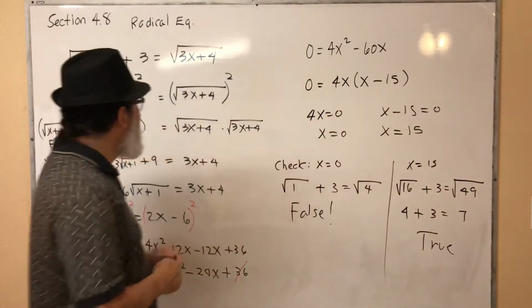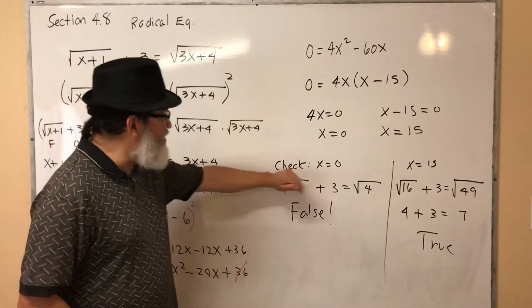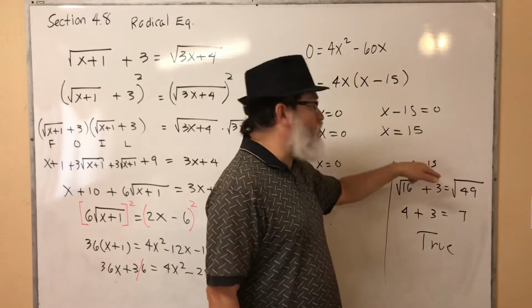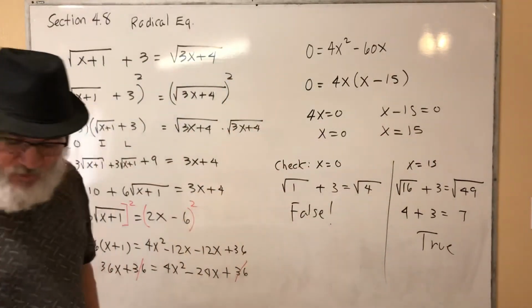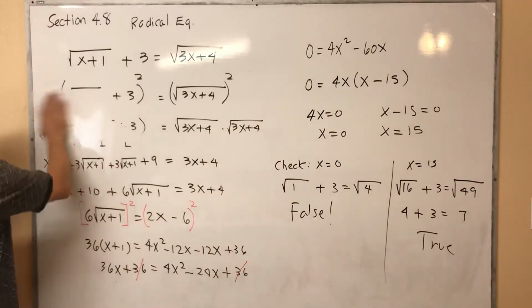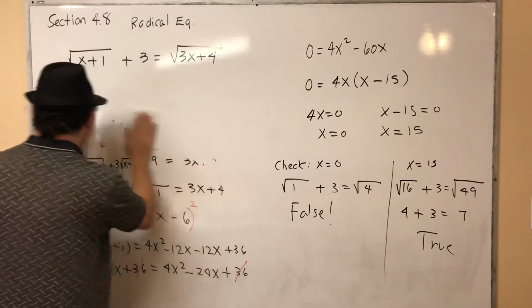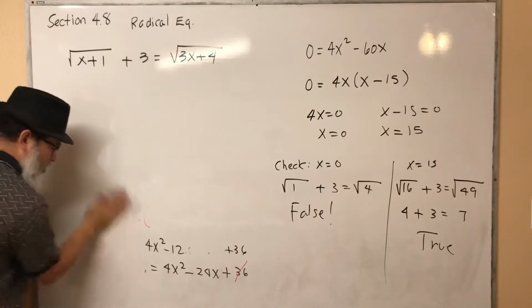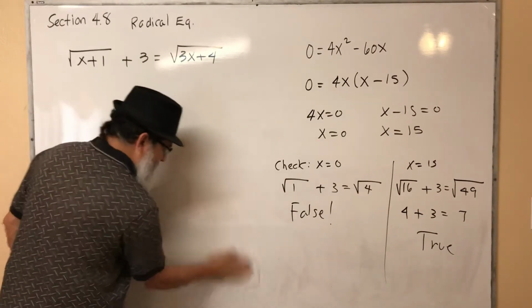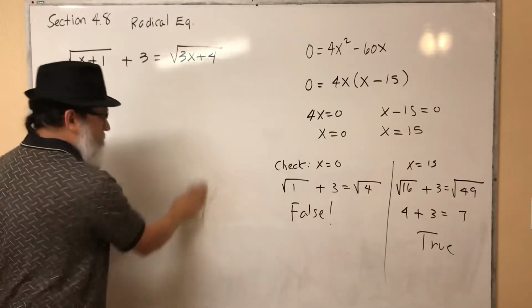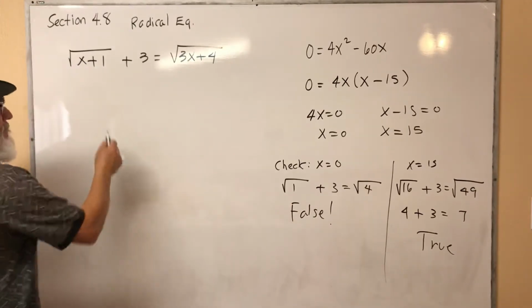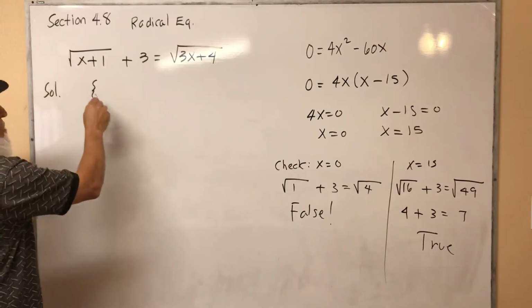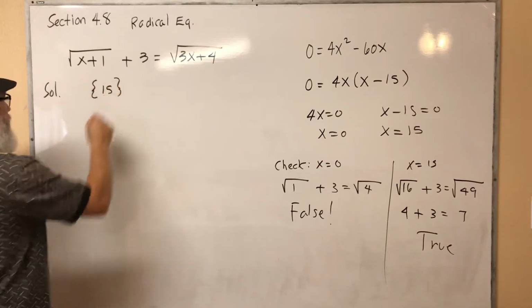So therefore, this 0 is not a solution to the original problem because we got a false statement, and this 15 is a solution to the original problem because we got a true statement. So therefore, the solution to this problem, that's the solution.